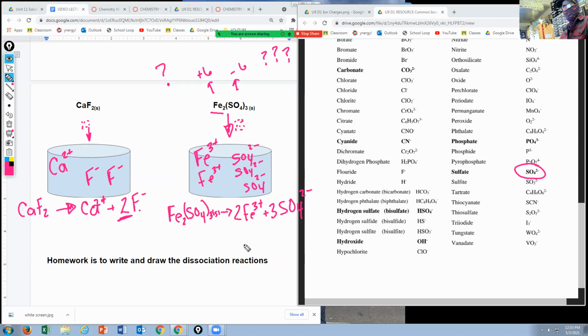Some of us are struggling writing balanced chemical equations, but if you can just remember that you can look over on this sheet to help you out. H2PO4 with a 1 minus charge, PO4 with a 3 minus charge. That's going to help you write out your equations and balance your charges. So your homework is going to be a bunch of examples just like that for you to fill out.